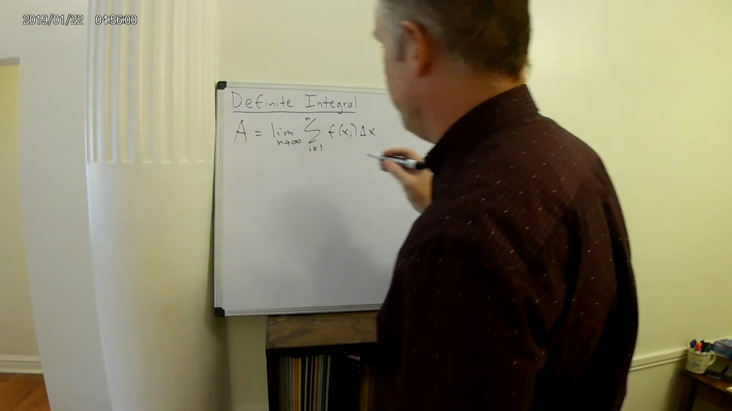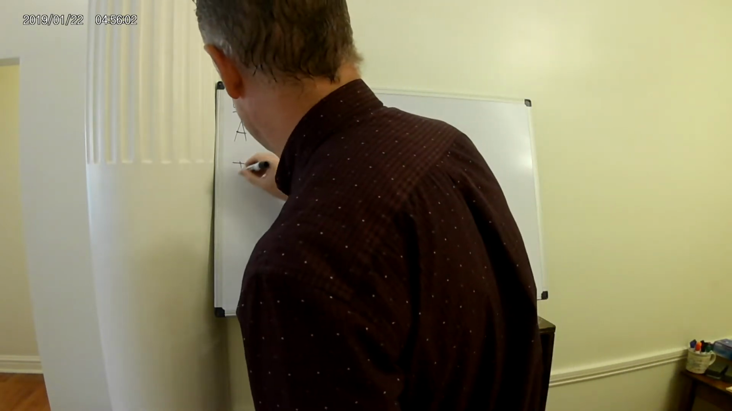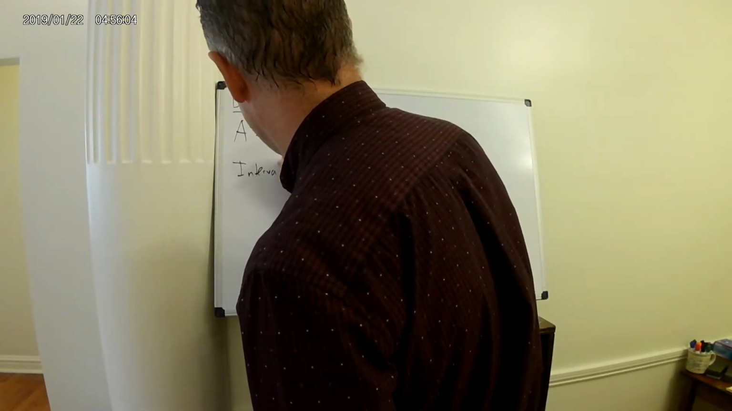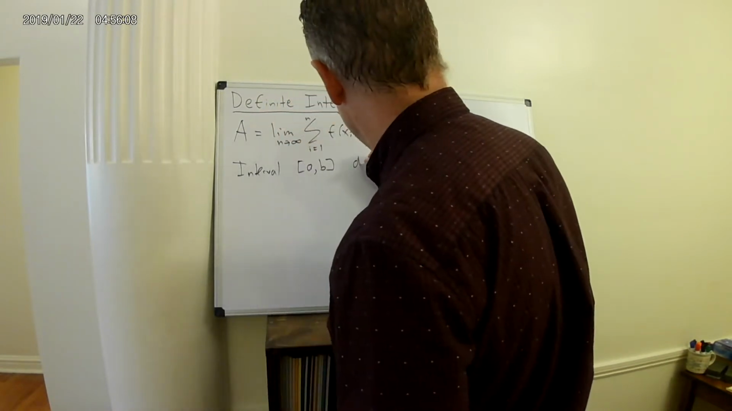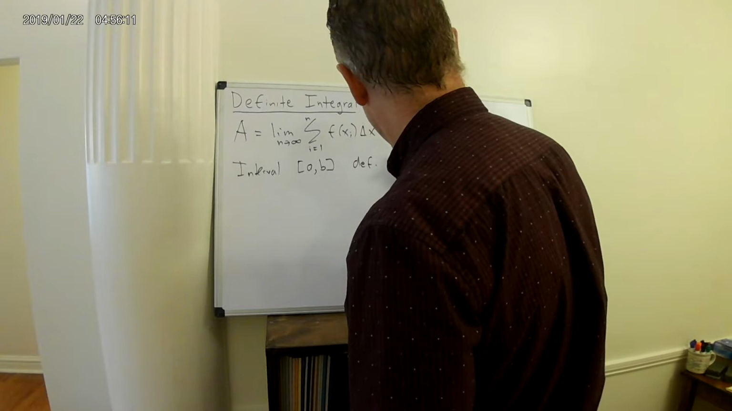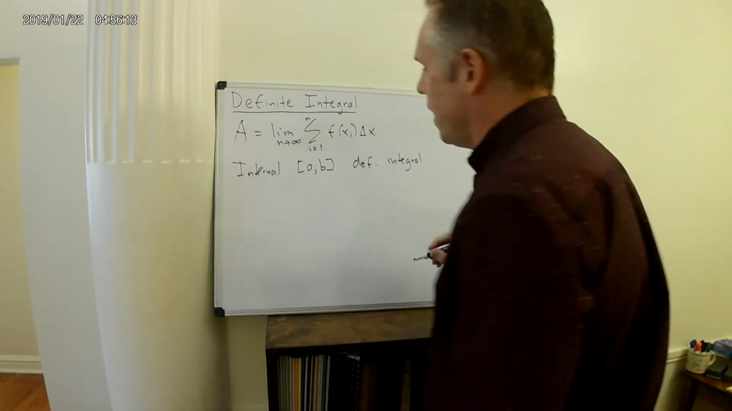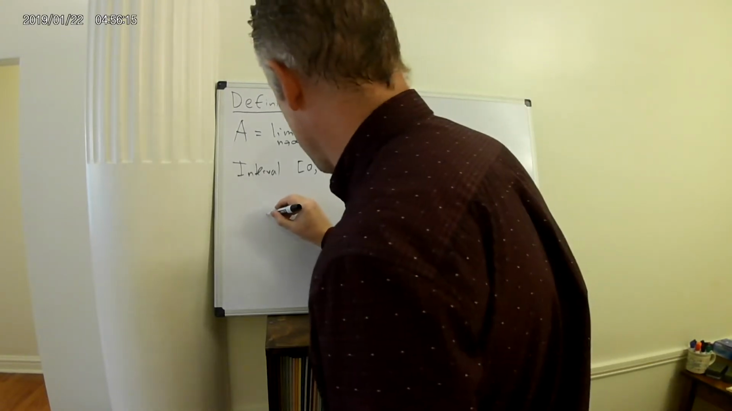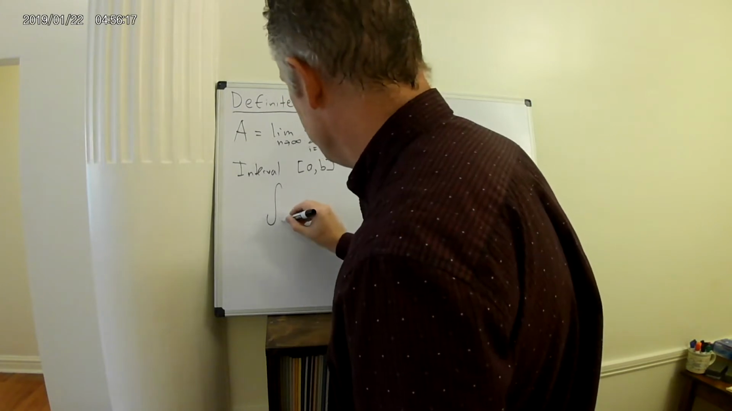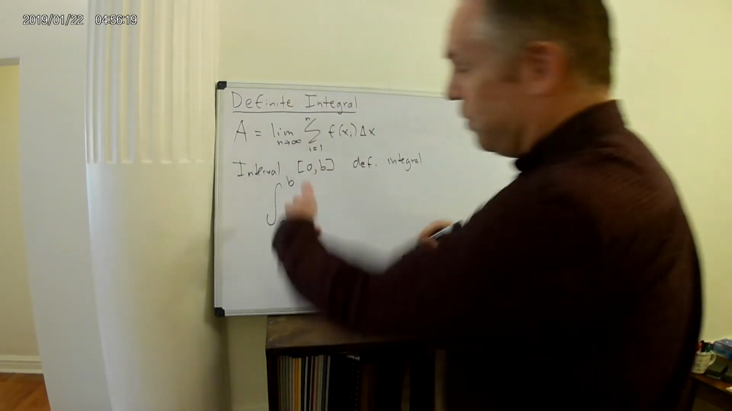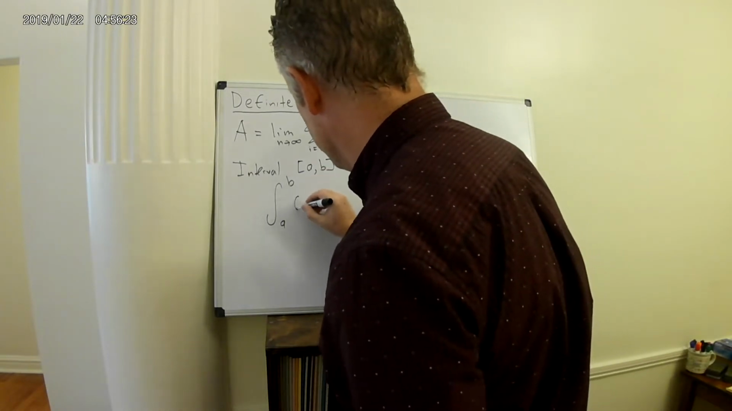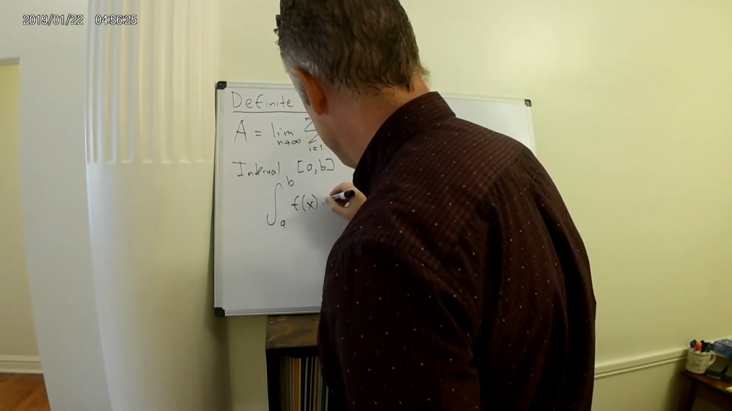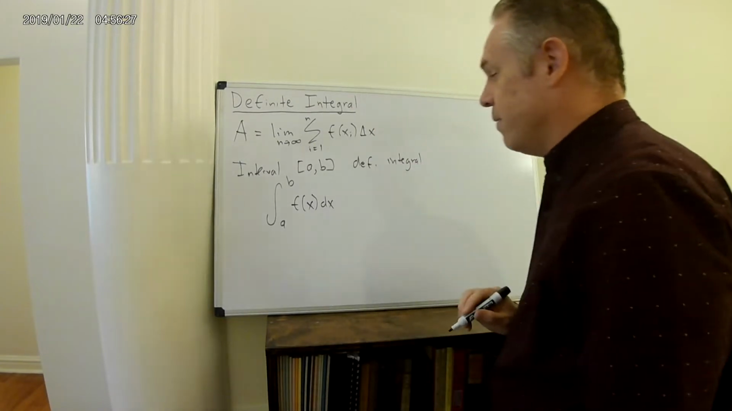So if you have some interval a to b, then the definite integral on that interval is represented by this sign. The way we write that is we use what's called an integration sign. This is an integral, and the way we write this is the definite integral from a to b of f of x dx for some function f of x.